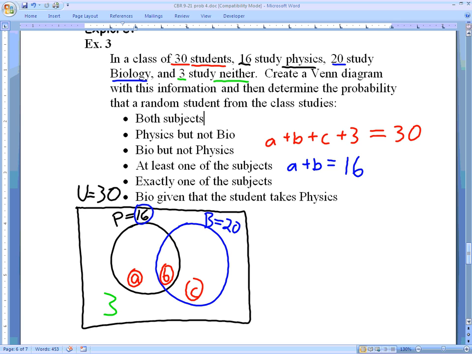Now look at these 2 equations. We've got the red equation, A plus B plus C plus 3 equals 30. That's the whole darn thing. Then you've got this other equation, which is just the physics students. A plus B equals 16. Do you see any similarities between those 2 equations? Ideally, this A plus B that we see here is also seen here in the first equation, A plus B. So if A plus B equals 16, we can rewrite that first equation as 16 plus C plus 3 equals 30. And I will write that now. 16 plus C plus 3 equals 30.